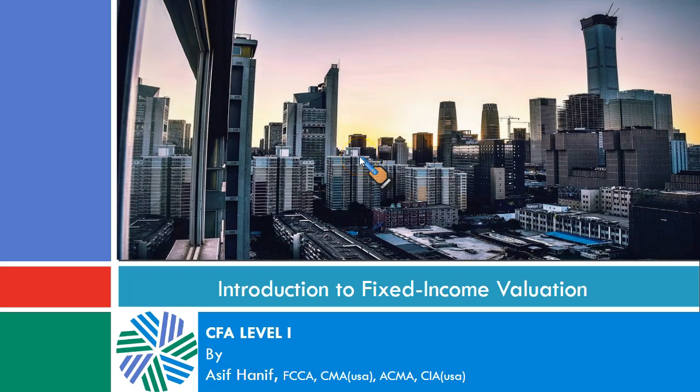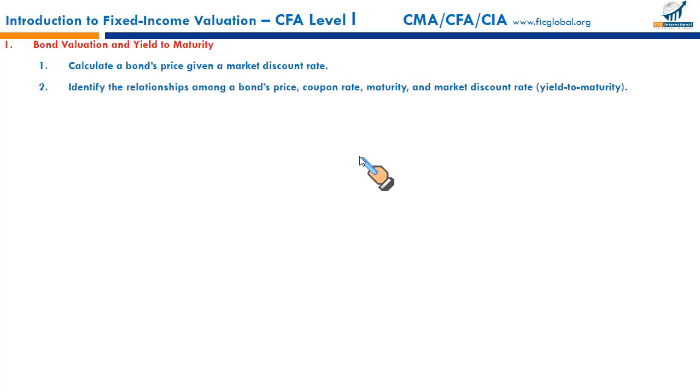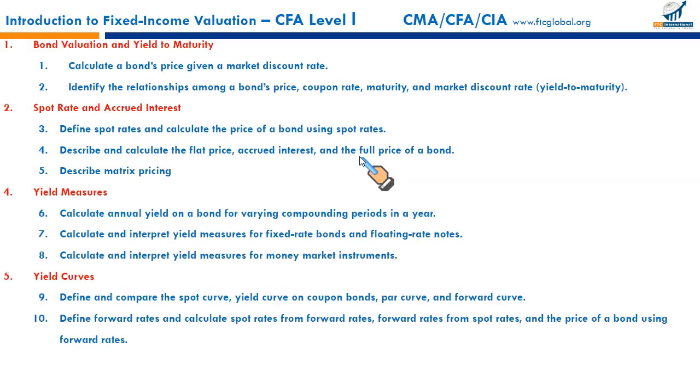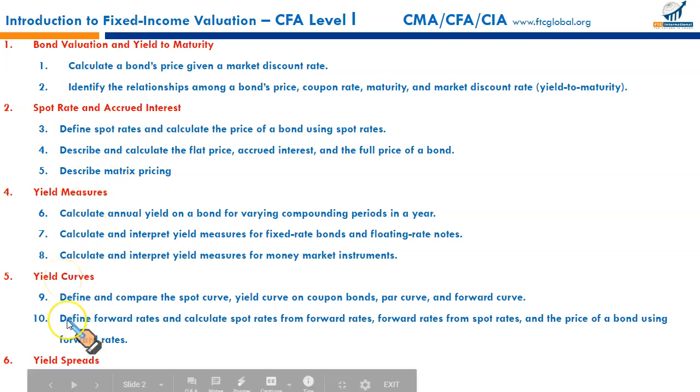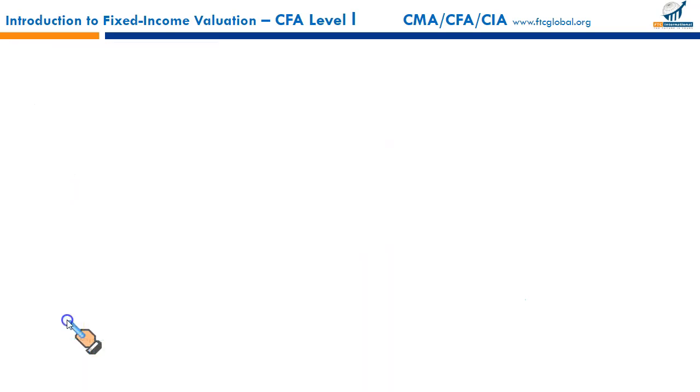Our next reading is Introduction to Fixed Income Valuation. These are specific learning outcome statements which have been split into 5 areas of studies: bond valuation and yield to maturity, spot rate and accrued interest, yield measures, yield curves, and finally yield spread.